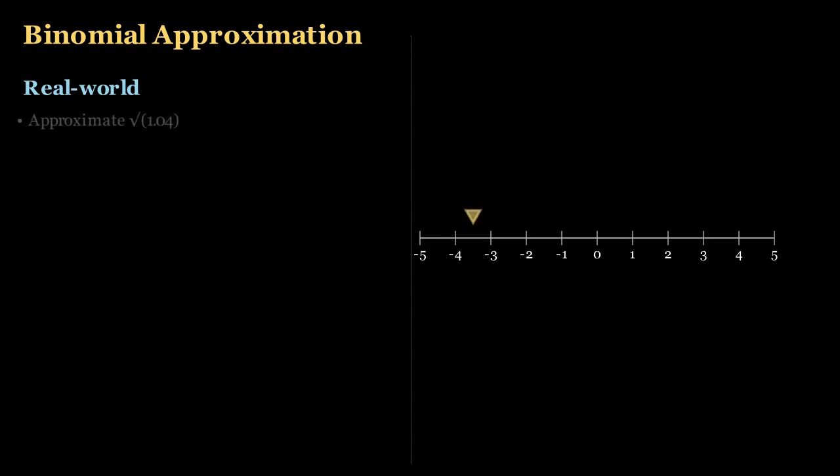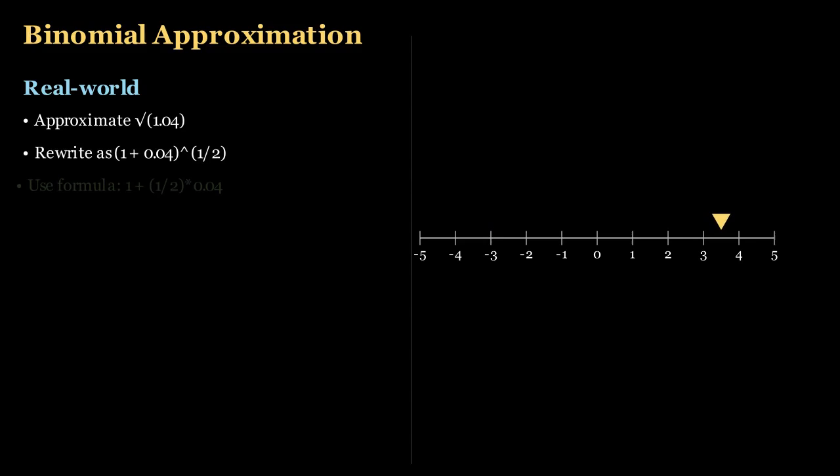The true square root is about 1.0198. Our simple linear guess is off by only 2 parts in 10,000. This same method works for cube roots, reciprocals, or any power. Just identify the 1, the small extra bit x, and the power n, and you have an instant, accurate estimate.